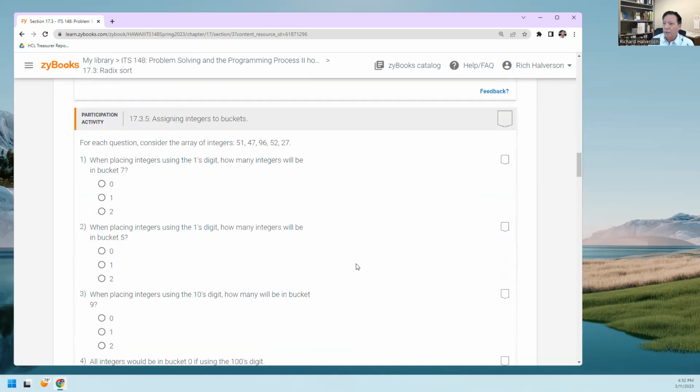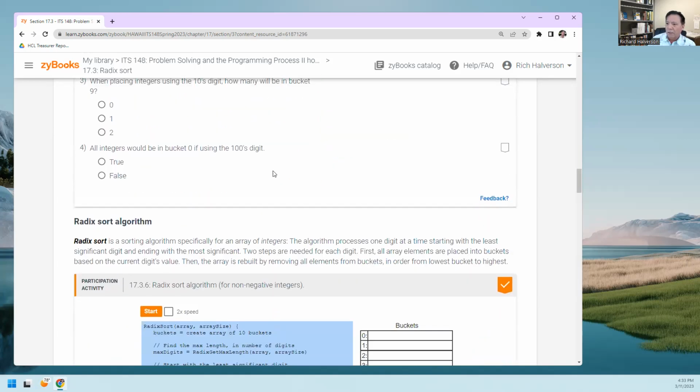Assigning integers to buckets. For each question, consider this is the array of integers. When placing integers using the ones digit, that's the lowest order digit, the 1, the 7, the 6, the 2, the 7. How many integers will be in bucket number 7? Well, it looks like this one will be, and this one. Okay, 2. Yeah, so that's the concept of a digit.